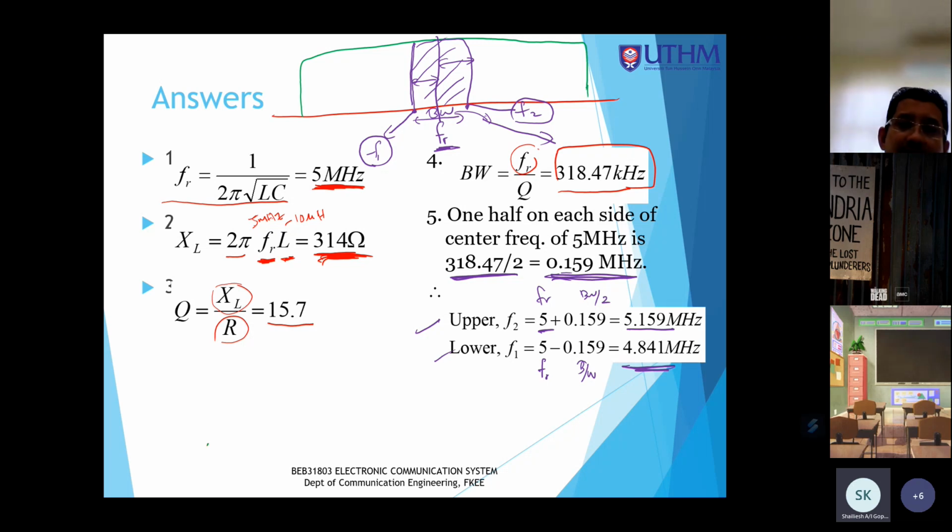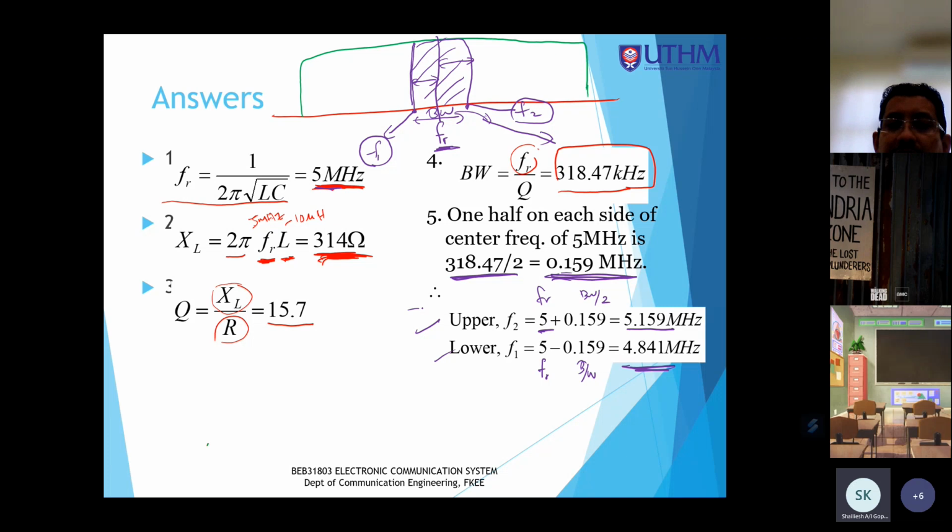Okay, so this is the upper and lower cutoff frequency by the tune circuit. We already know the bandwidth of the tune circuit. We can find the quality factor of the tune circuit. We know the inductive reactance of the tune circuit and also the resonant frequencies.